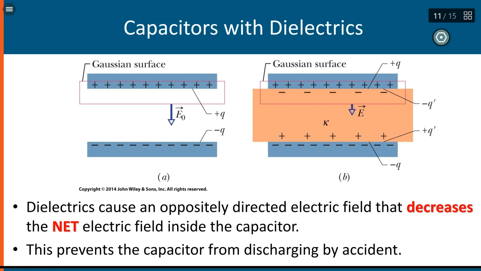So that creates an oppositely directed electric field. You can call that negative too. And so what that does, this is the net electric field, and it makes that smaller. Okay? It reduces the electric field, which is directly related to the potential, but it's inversely related to capacitance. So as the electric field goes down, the potential also goes down, but the capacitance goes up.